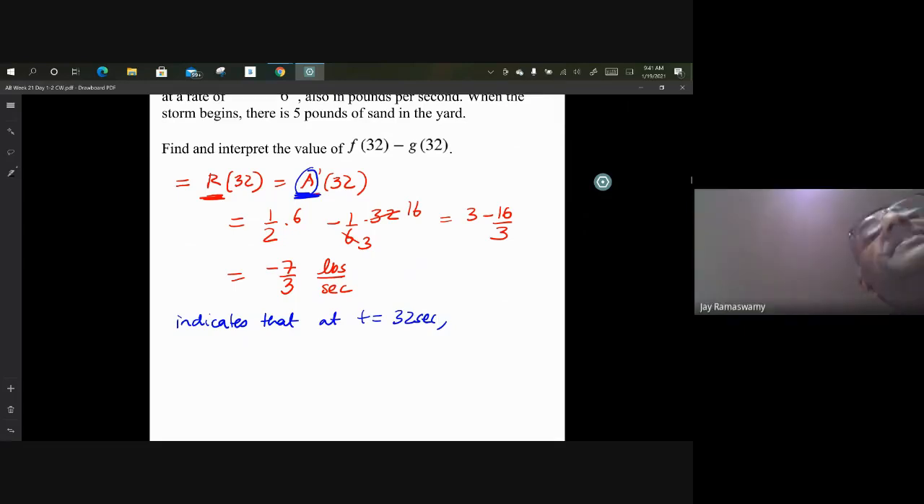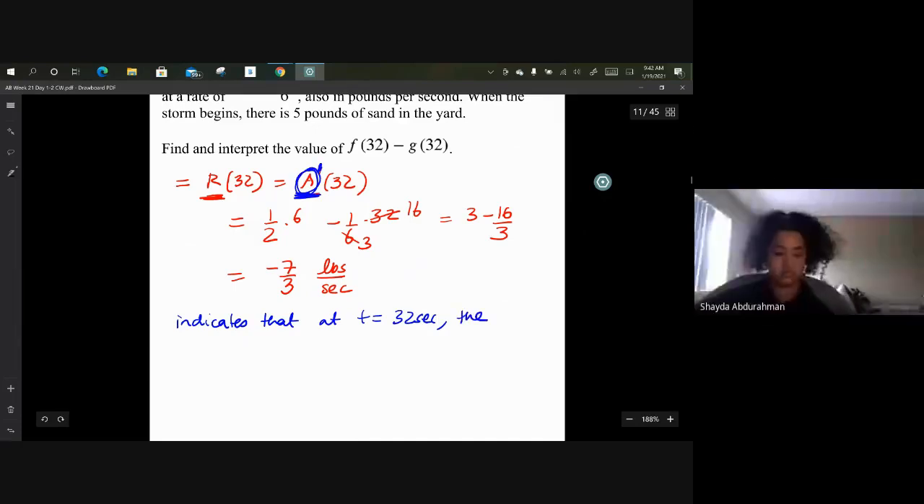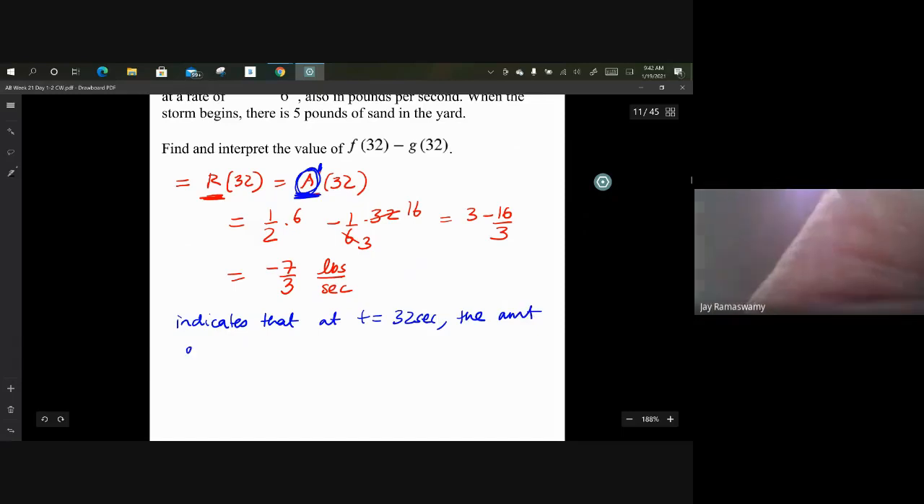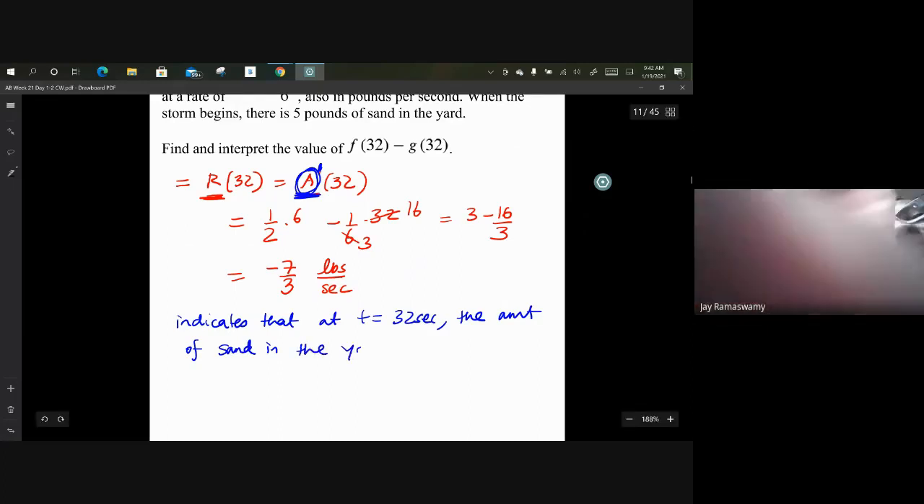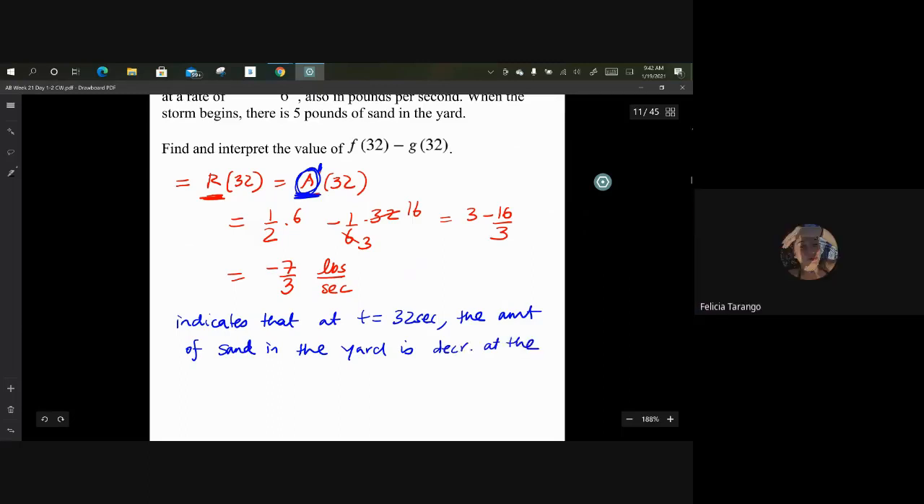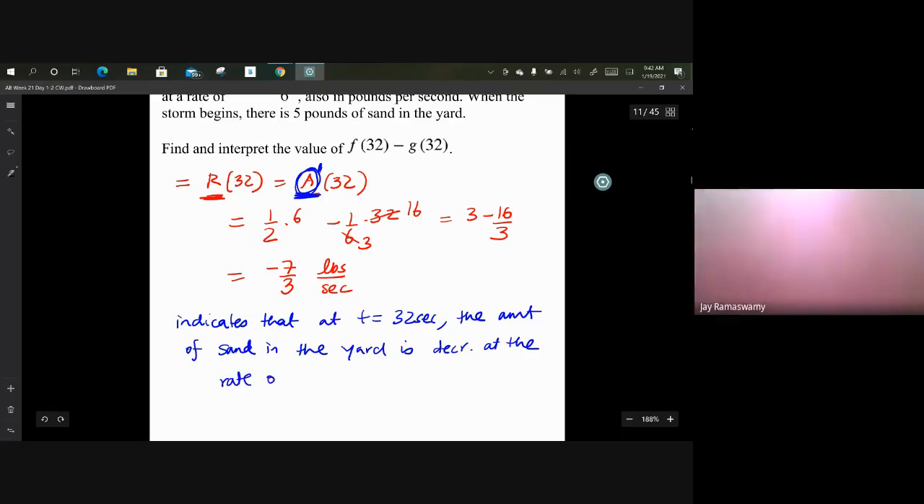The amount. Very good. Smart. So you look at the A with the dash. Look at the base, which is A, the amount of sand. Again, always look for the base of the function with the derivative notation. Is it increasing or decreasing? Decreasing. Okay. At the rate of positive 7 pounds per second.